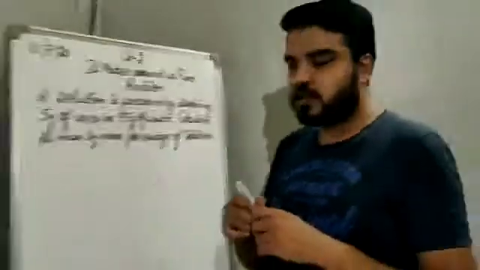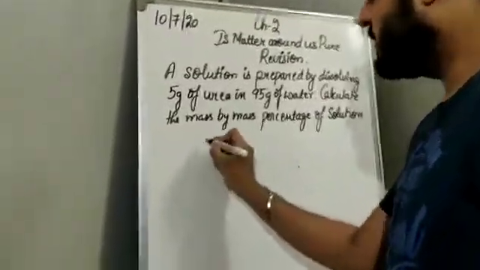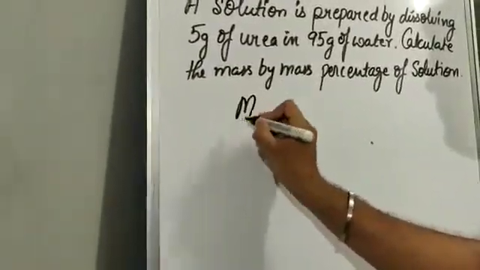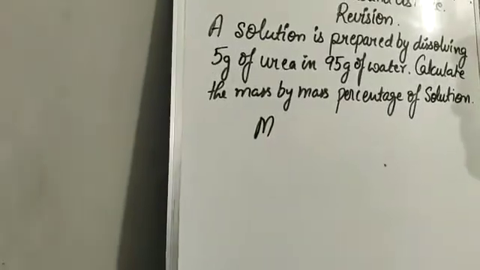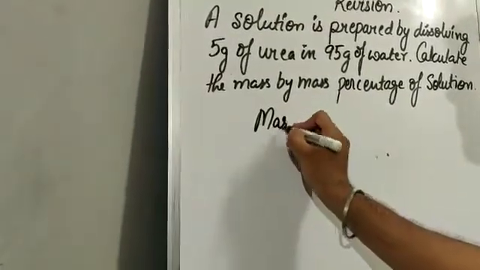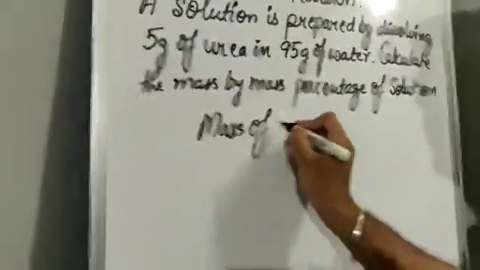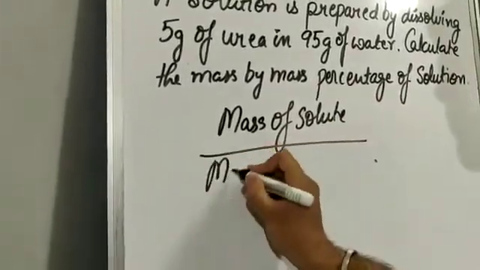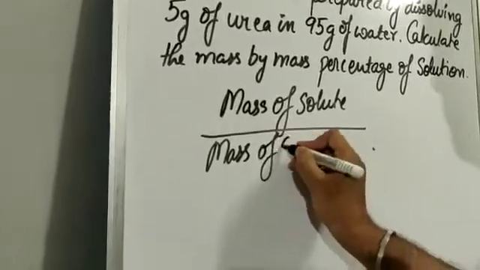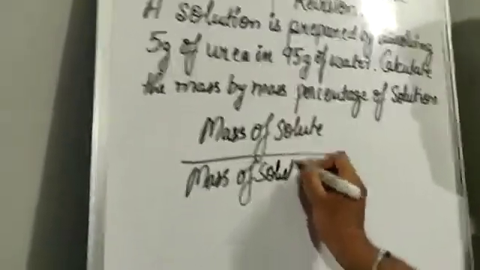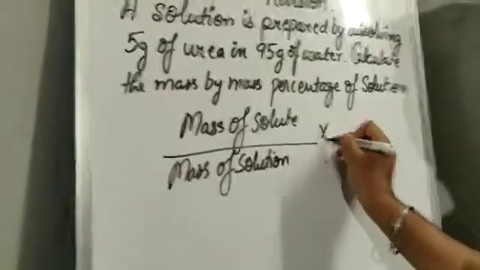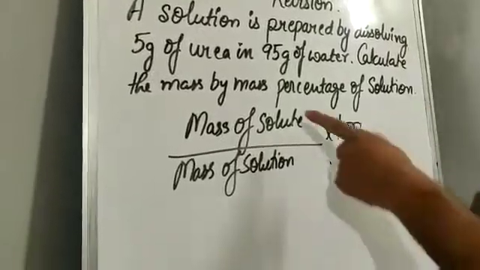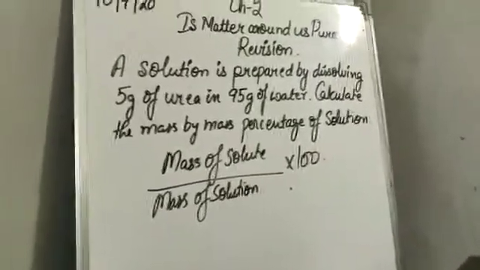Okay. So first of all, we will write the formula. How we calculate? The formula is mass of solute upon mass of solution into 100. This is the formula.